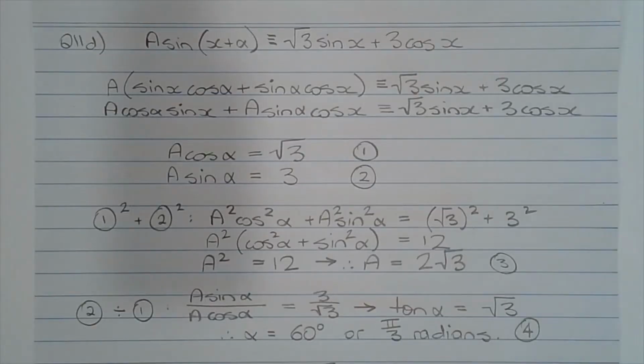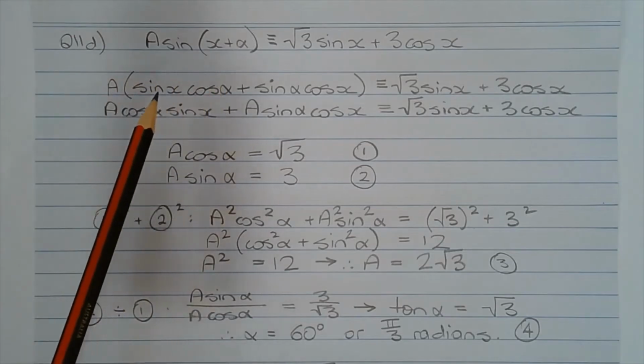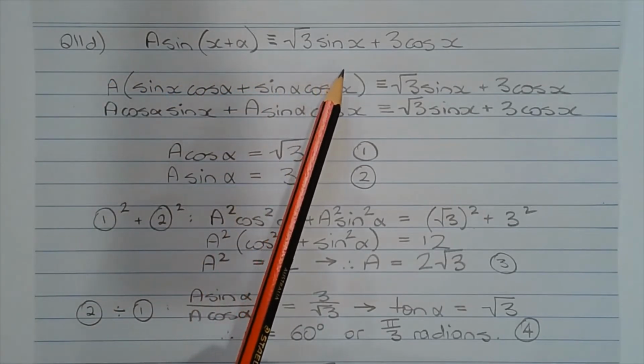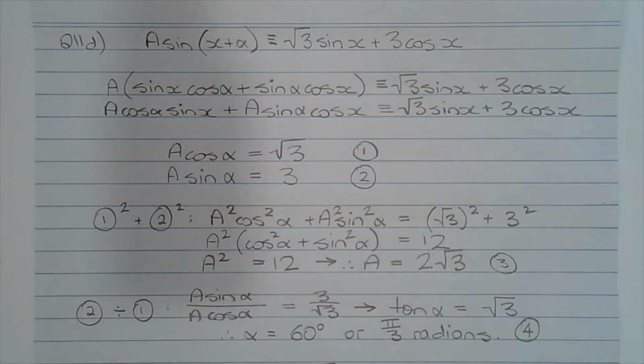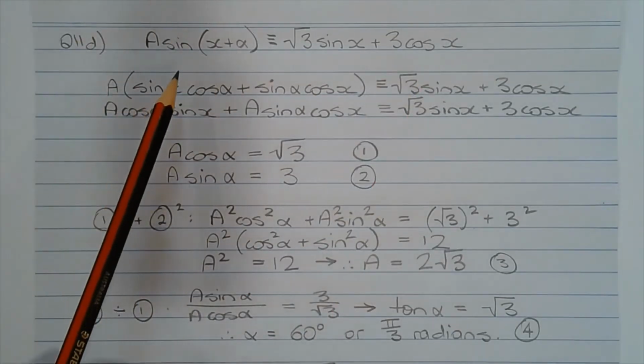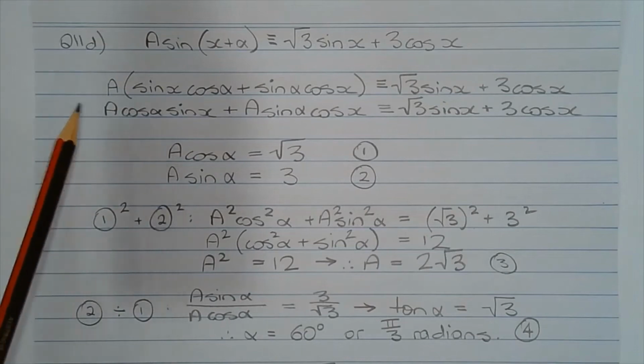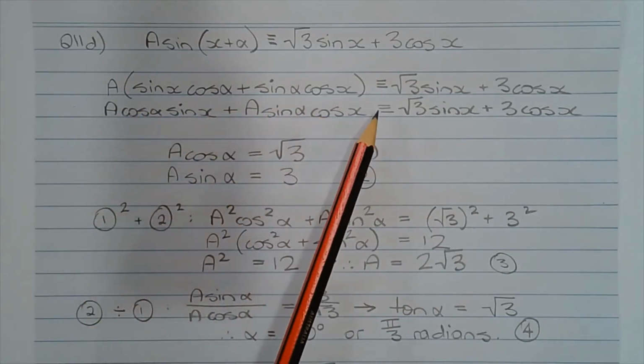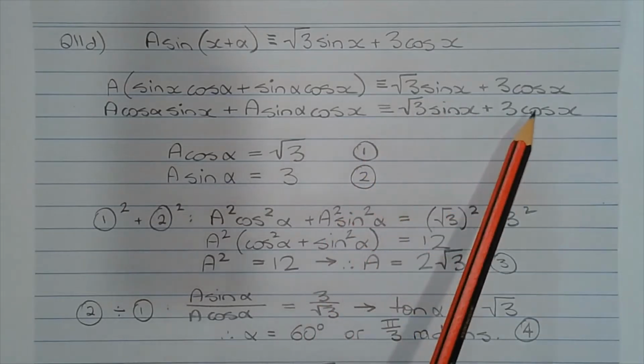The first step is to find the values of a and alpha in the identity a sine x plus alpha is identical to the square root of 3 sine x plus 3 cos x. Expanding the left-hand side, since we have the sine of a compound angle, we have a outside of sine x cos alpha plus sine alpha cos x is identical to the square root of 3 sine x plus 3 cos x.